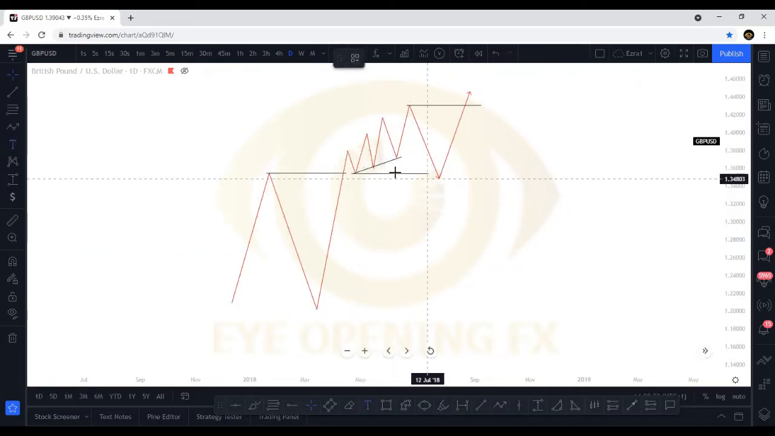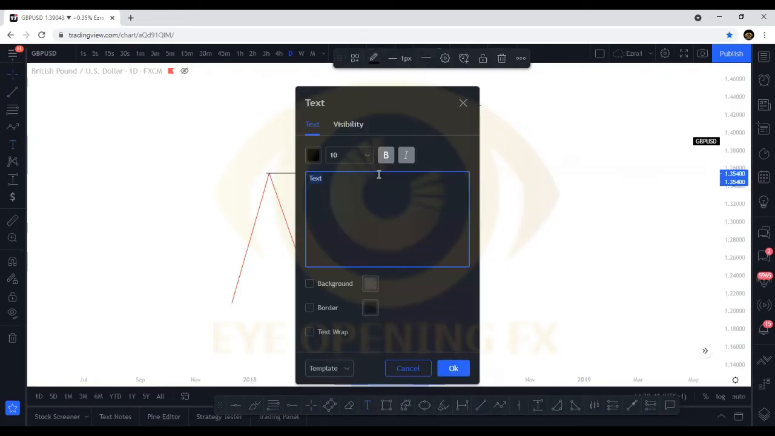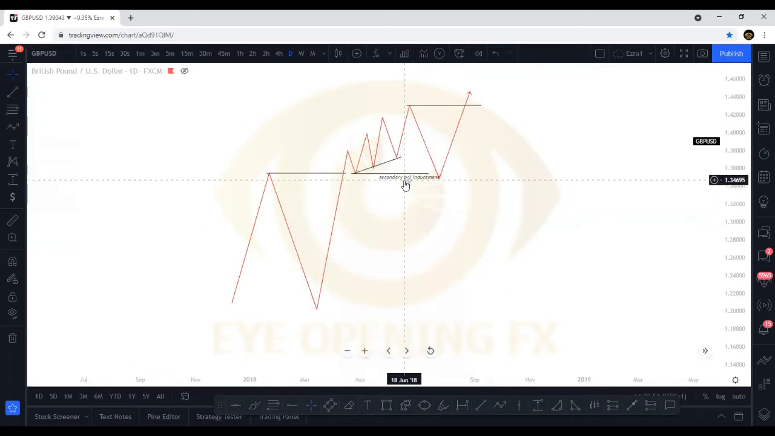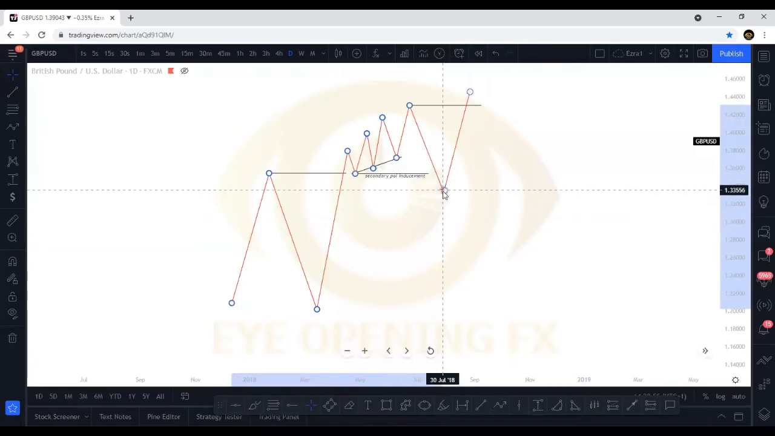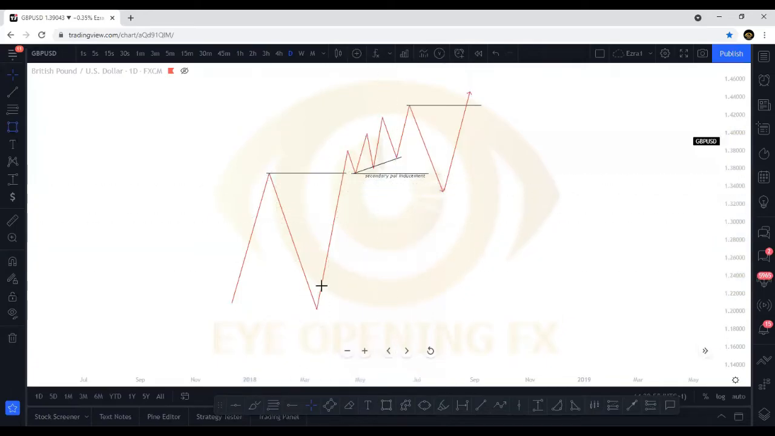Your external liquidity is always your target. Then your secondary point of interest is inducement. Here is where you look for a breaker or reclaim block to join the buy.